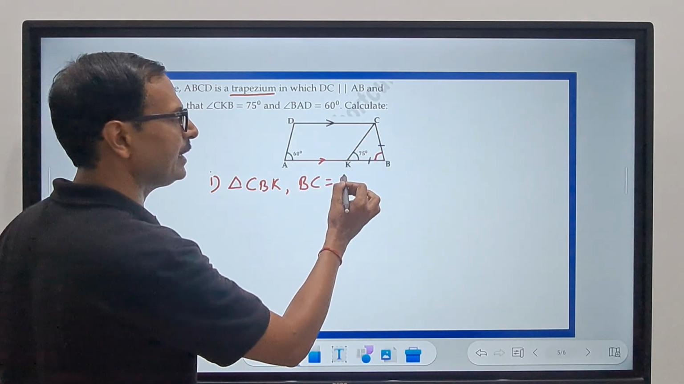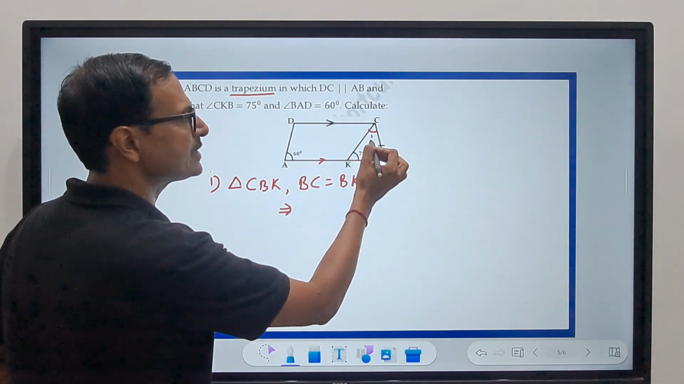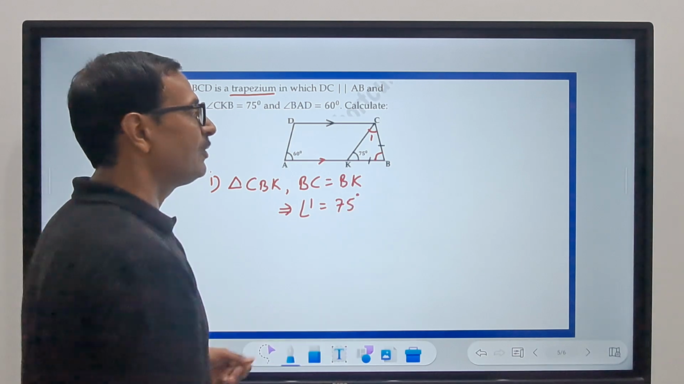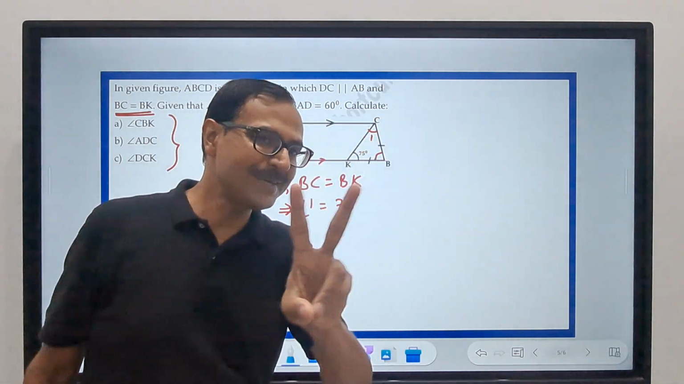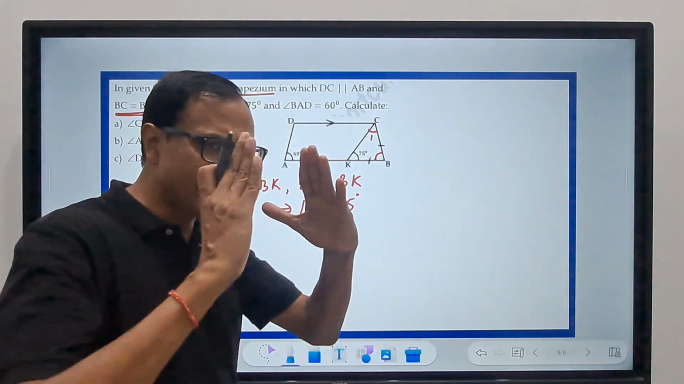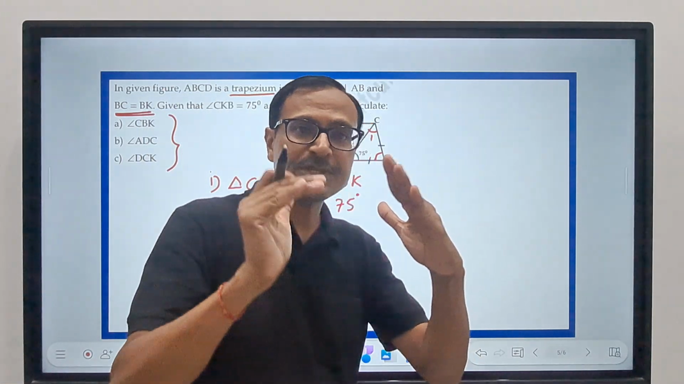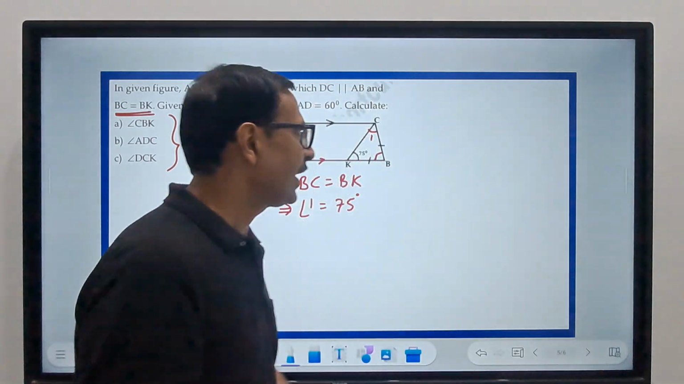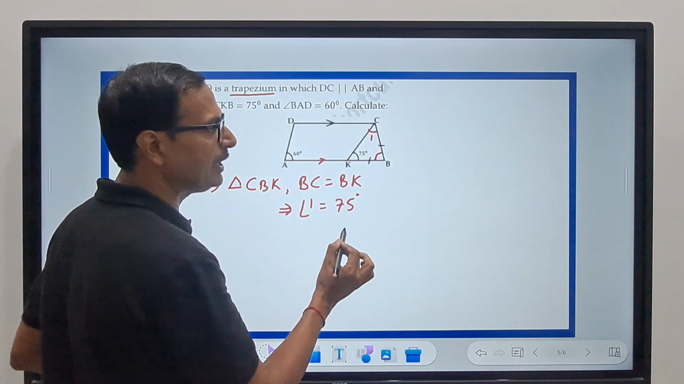BC and BK are equal, and that means this angle, let's call this angle 1, is equal to 75 degrees, because angles which are opposite to the equal sides are always equal. In an isosceles triangle, you have two sides equal, and the angles opposite to those equal sides will also be equal. And therefore, BC and BK being equal, angle 1 and 75 have to be equal.